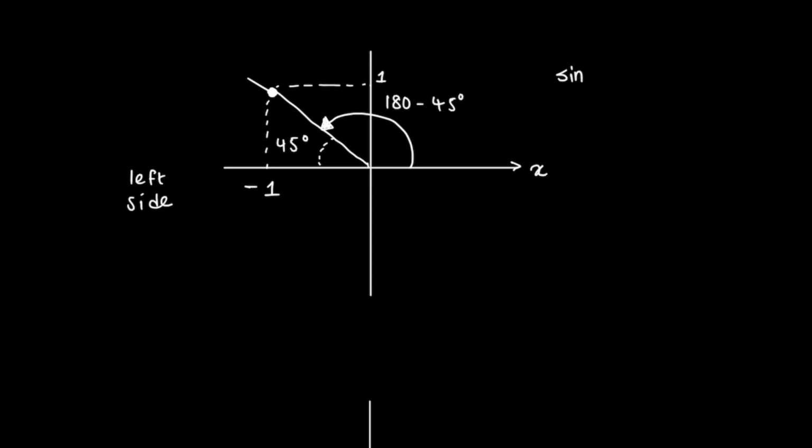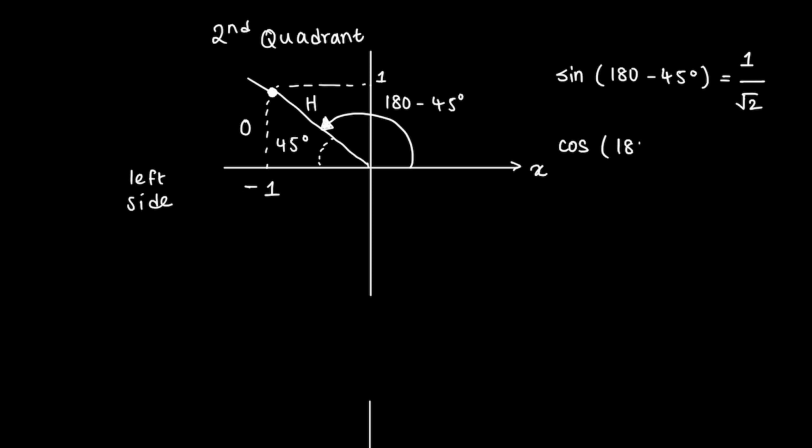Now, let's find out the sine of 180 minus 45 degrees. Notice that 180 minus 45 degrees is in the second quadrant, so all the angles that we're going to find are for the second quadrant. Sine of 180 minus 45 degrees, once again, is going to be opposite by hypotenuse. The opposite is 1, and the hypotenuse is root 2, as we found out before. Cosine of 180 minus 45 degrees is going to be adjacent by hypotenuse. Notice that the adjacent in this case is negative 1, so we are going to write negative 1 over root 2.